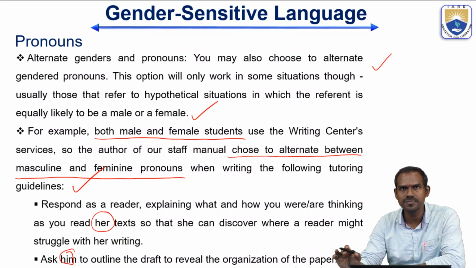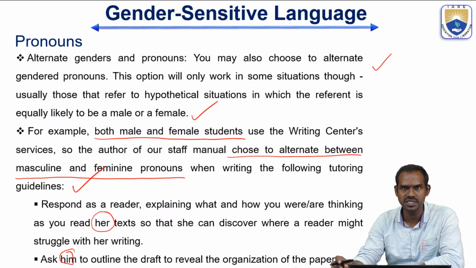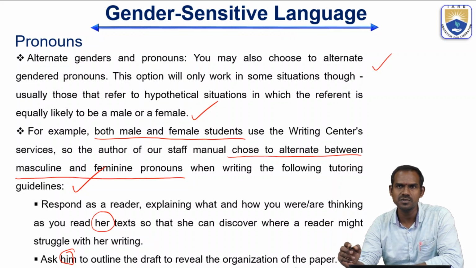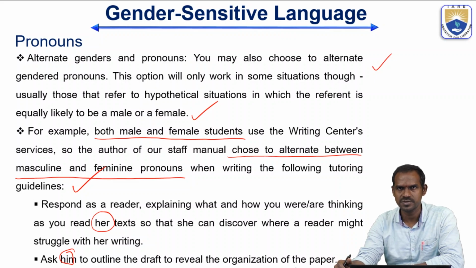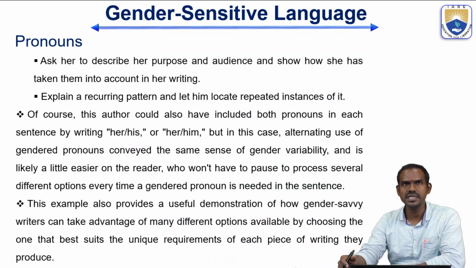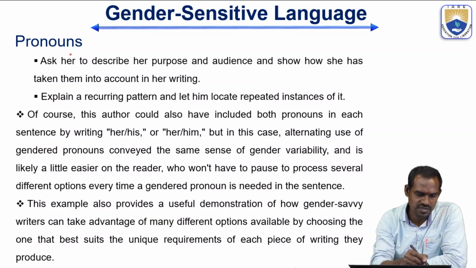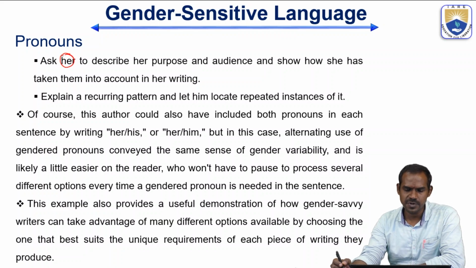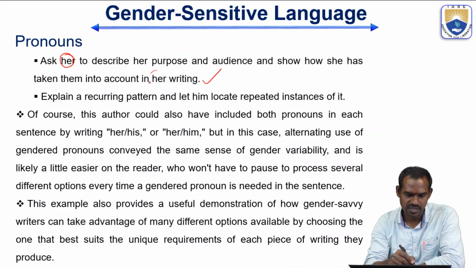So you can use alternate between masculine and feminine pronouns in this case when you are making guidelines. Okay, the guidelines are not only common to men, these are also common to women. So you can alternate between masculine and feminine pronouns when you are making guidelines like this. And the next guideline is ask her. Here her is used to describe her purpose and audience and show how she has taken them into account in her writing. Okay, her is used.